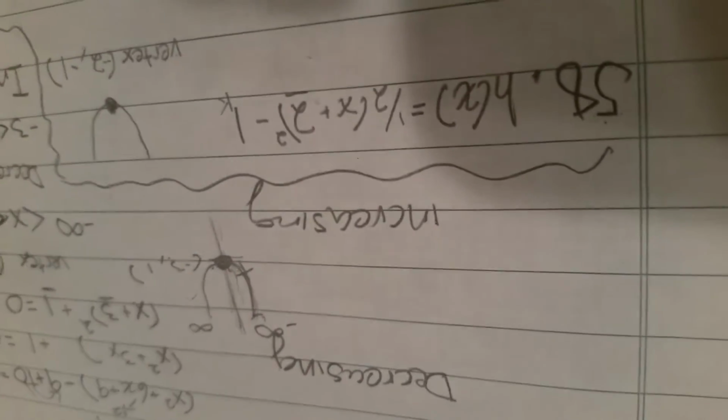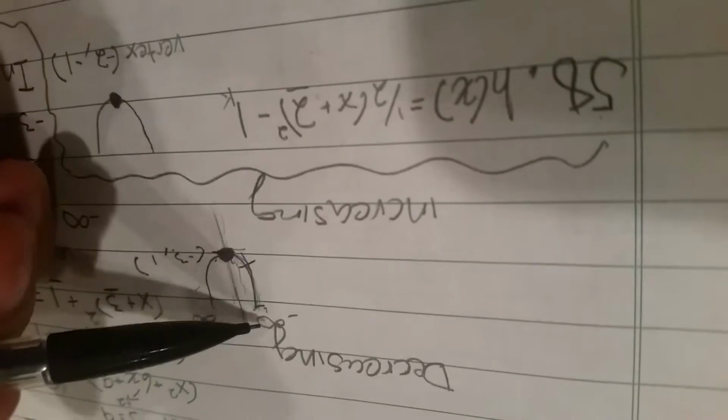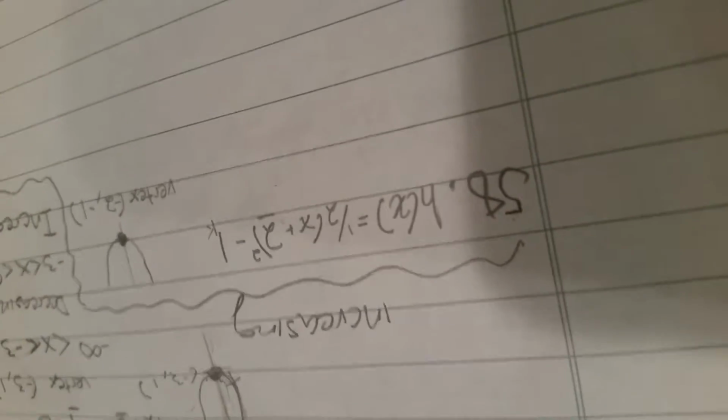Now what we're going to do, so we have our vertex. In the last one, we cut the graph in half at our vertex, and we created a line of symmetry, and we said that this part is decreasing, this part's increasing. So we need to tell where the graph is decreasing and where the graph is increasing. I think it also asks for, what else does it ask for? Oh, the minimum, maximum, and then where it's decreasing and increasing.